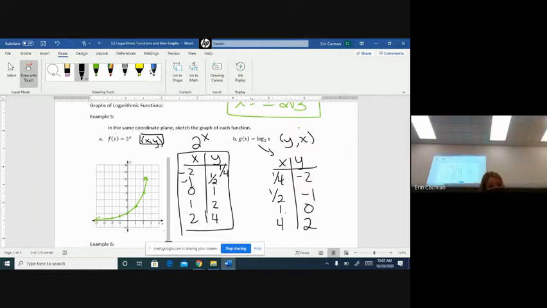Now can we graph these? Yeah. So if we go over 1/4, down negative 2. I'm keeping them by 1s here. Then 1/2, negative 1, then 1, 0, and then 4, 2. So it kind of looks like this. And there you go.